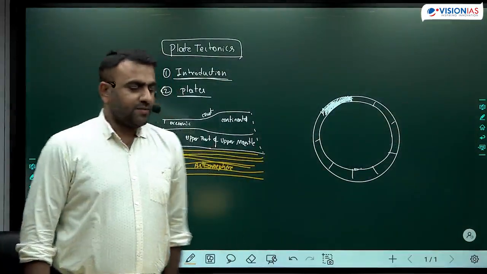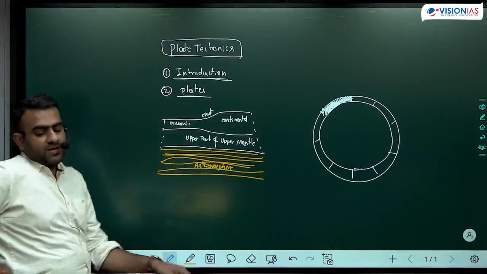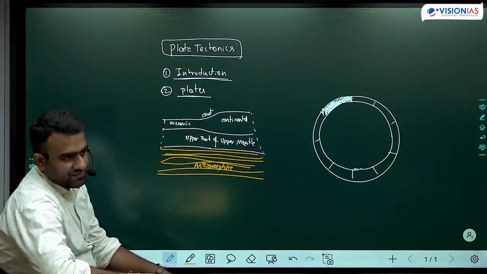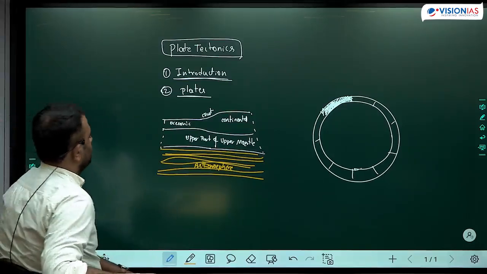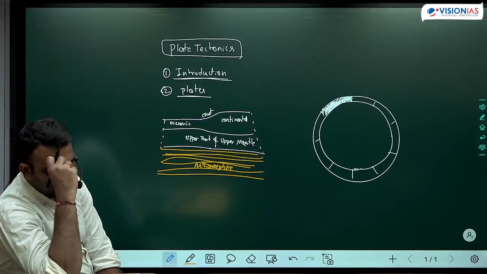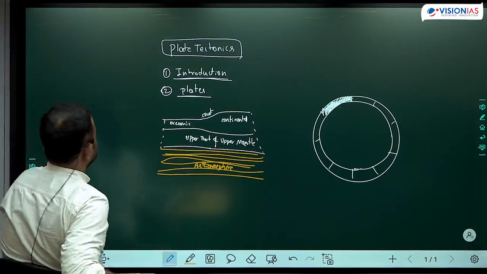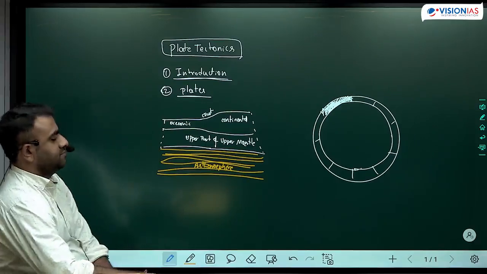Now this part of the plate, part of the lithosphere, lies over asthenosphere. Asthenosphere is like semi-solid, semi-liquid in nature. Okay, it's like a cushion. What is the nature of plates? Hard and rigid. Okay, totally hard and totally rigid. That is the nature of plates.